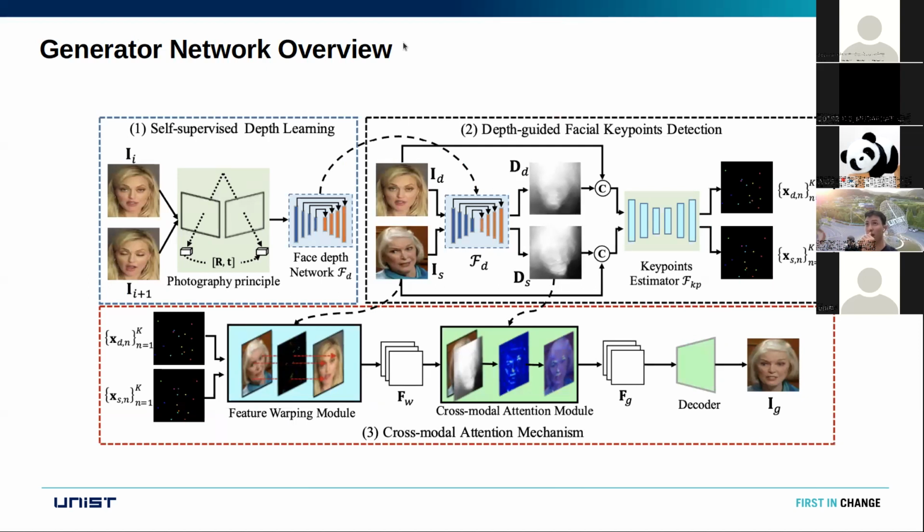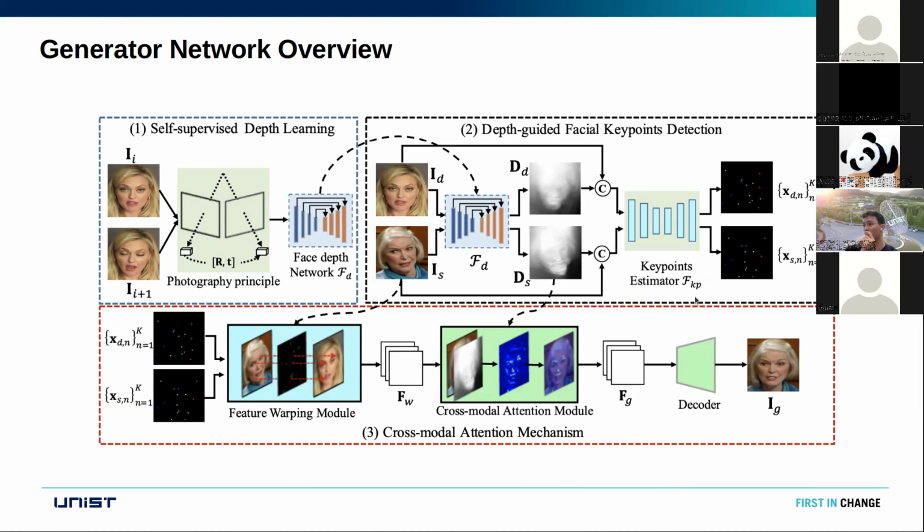The generator network for the DA-GAN can be split into three sub-networks. The first one we can call self-supervised depth learning, in which they use two consecutive image frames from the driving video. Then they use the photometric principle in order to train the face depth network. After training that face depth network, they use it to get the depth map, which is the 3D geometry information, for the driving image frame and source image frame respectively.